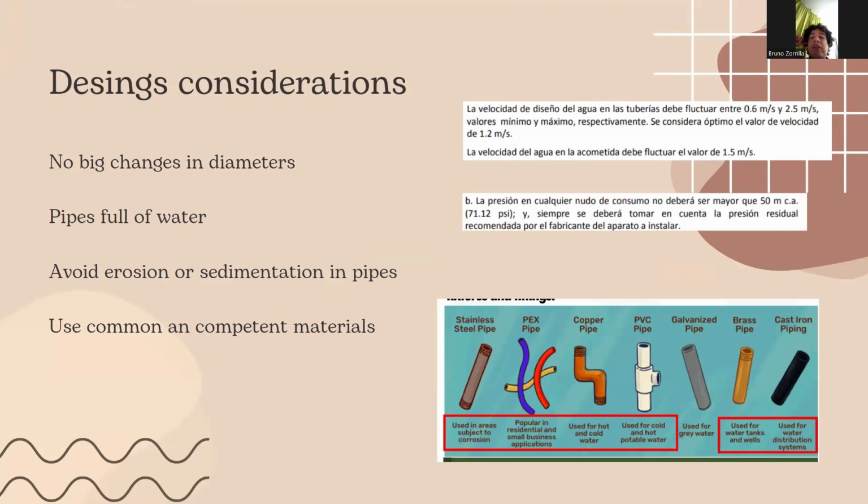And about the design considerations, there should be no big changes in the diameter, which can cause different losses, and also we can disturb the flow of water. We need the water pipe to be full of water, with no amount of air inside. We need to avoid erosion, and we need to avoid sedimentation in the pipe. And it is also very common to use different materials like PVC or copper.